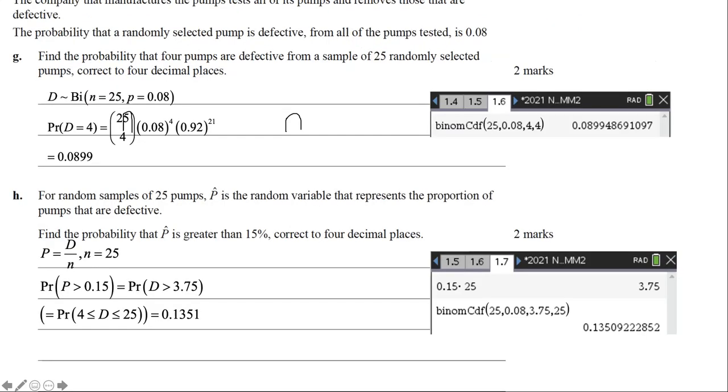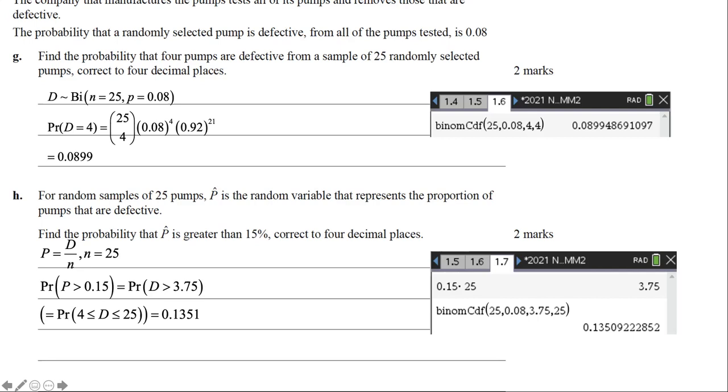Okay, now let me get rid of the annotation. The company that manufactures the pump tests all of its pumps and removes those that are defective. The probability that a randomly selected pump is defective from all of the pumps tested is 0.08. So the probability of getting one defective pump is 0.08. That is my probability of success.